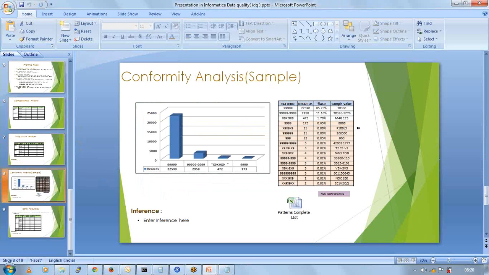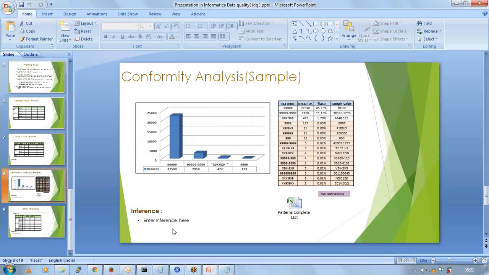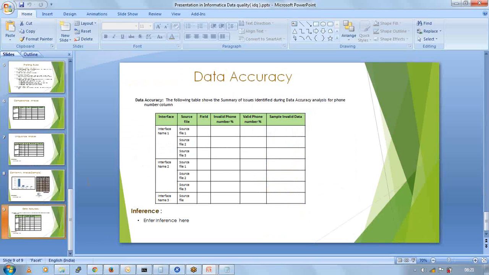And then conformity. So as we were discussing earlier, if you see this slide, this is for postal code data. These are different postal code formats that we got from the tool. All the non-conforming things we have highlighted in a different color, and all the conforming things we have put in normal color, and we generated a graph from an Excel spreadsheet. So you present it, you write your inference here, and then data accuracy.